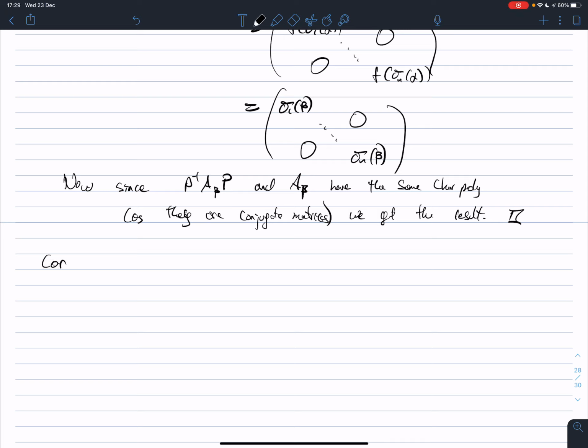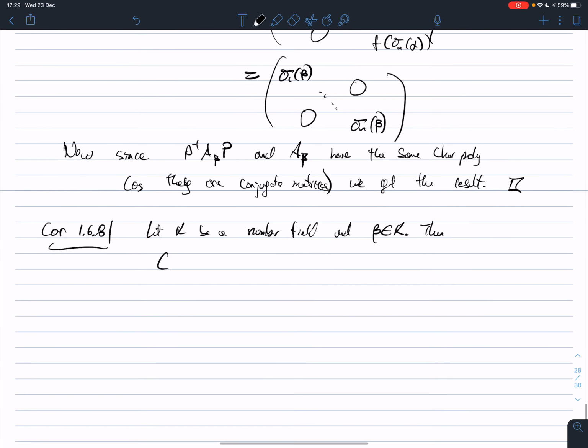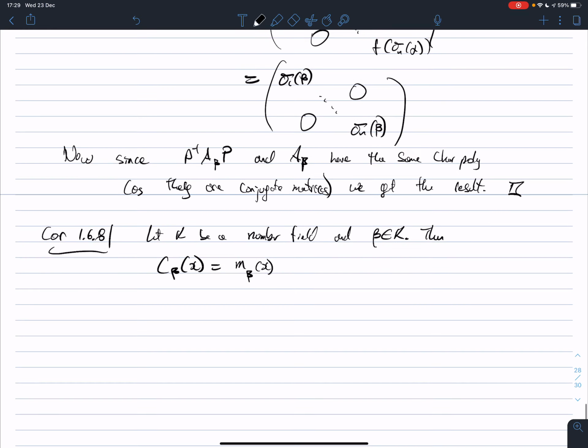Corollary 1.6.8. Let K be a number field and beta some element in K. Then C beta of X, this characteristic polynomial, is the same thing as the minimal polynomial of beta to the power of the degree of K over Q(beta).